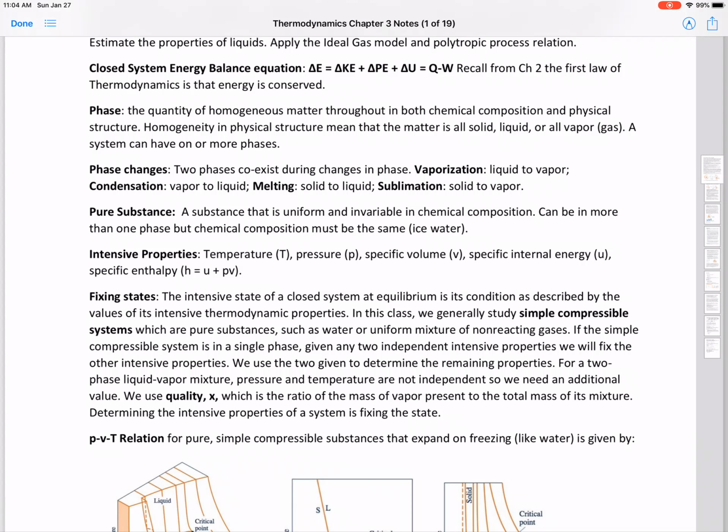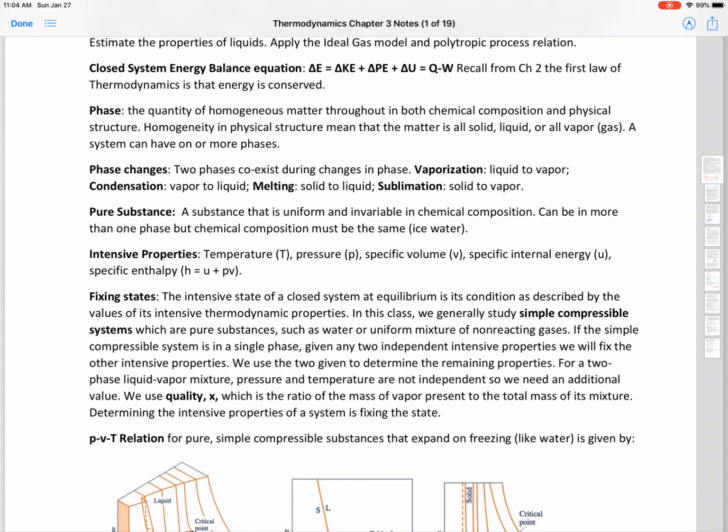We're, again, still just talking about closed systems, and a reminder from last chapter, the first law of thermodynamics is that energy is conserved, and we have our closed system energy balance equation, which is the total change in energy equals the change in kinetic energy plus the change in potential energy plus the change in internal energy, and that also equals the energy transferred by heat minus the energy transferred by work.